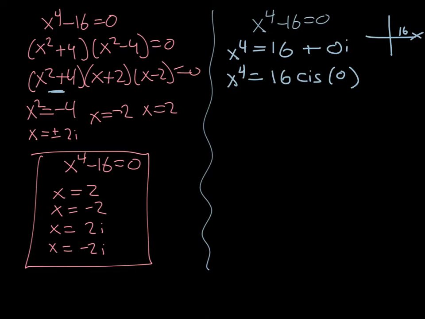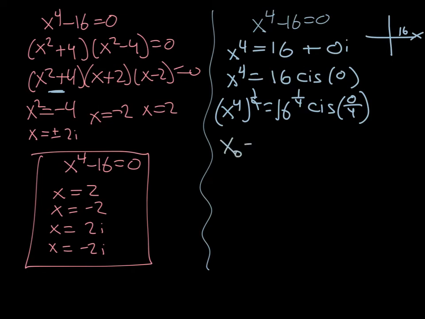Now let's take the fourth root, so we'll raise to the 1/4 power, x to the fourth to the 1/4 equals. So now using my nth root theorem, I'm going to do 16 to the 1/4, and then cis 0 over 4. These are going to give me my solutions here, so x sub 0, my first solution. What we're doing is starting at an angle of 0, so the 0 divided by 4 gives me my start angle, right? So we'll start at 0.